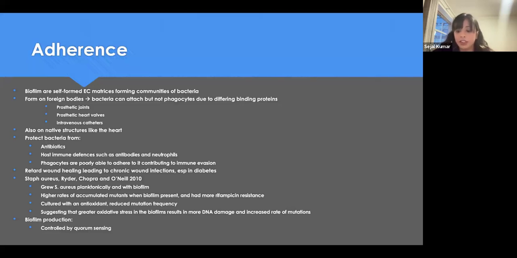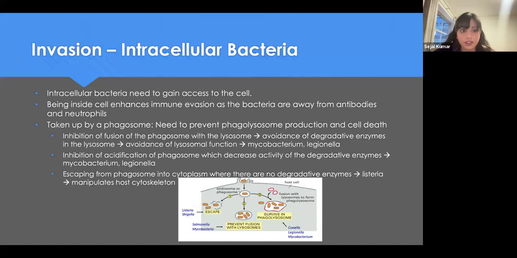And then biofilm production is controlled by quorum sensing. Bacteria can sense when the number of bacteria in the environment is optimal so that they can spread more. So the biofilm can be produced at a time when it's most beneficial to the bacteria for causing infection. And then intracellular bacteria and extracellular bacteria have different mechanisms of invasion.